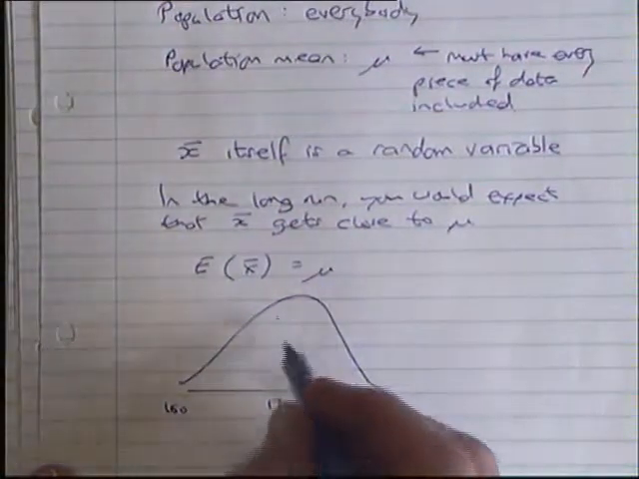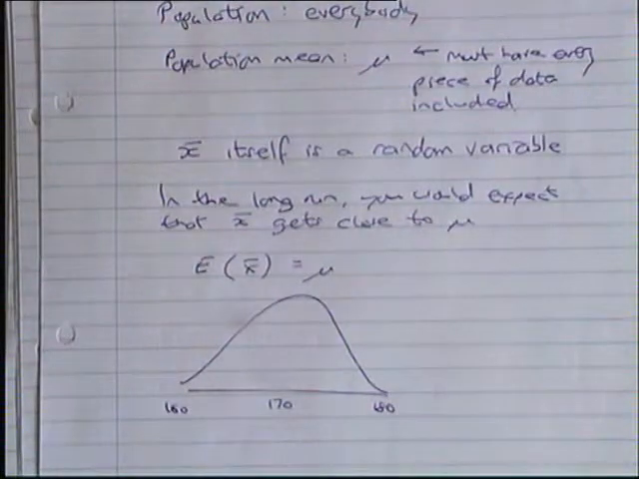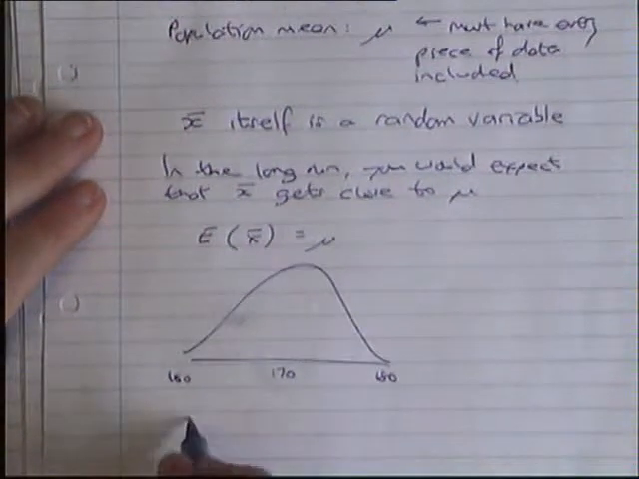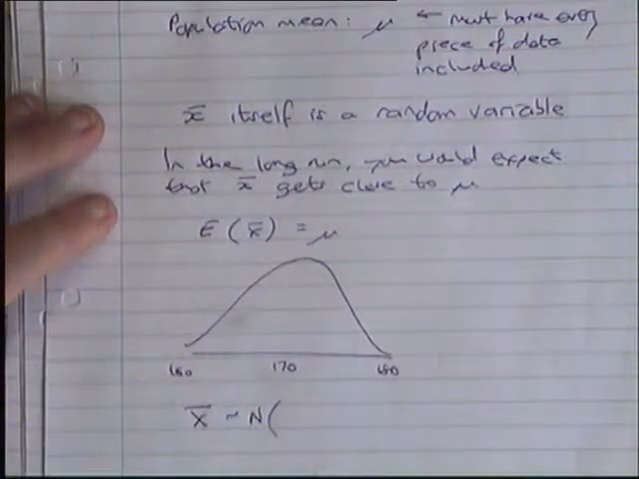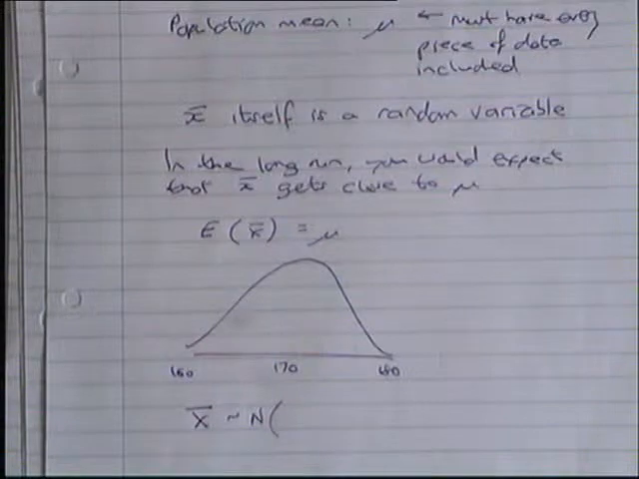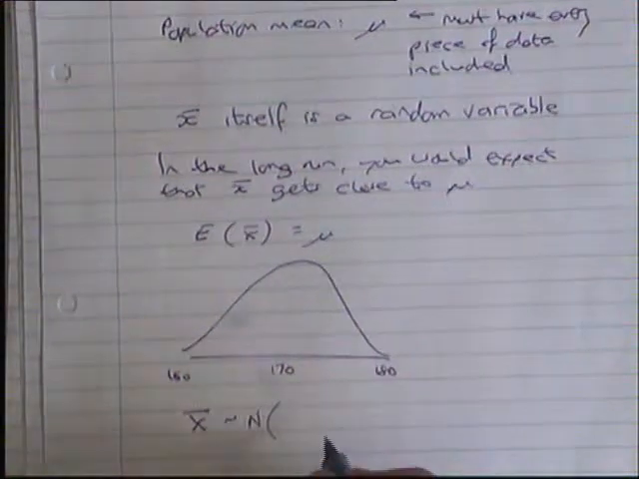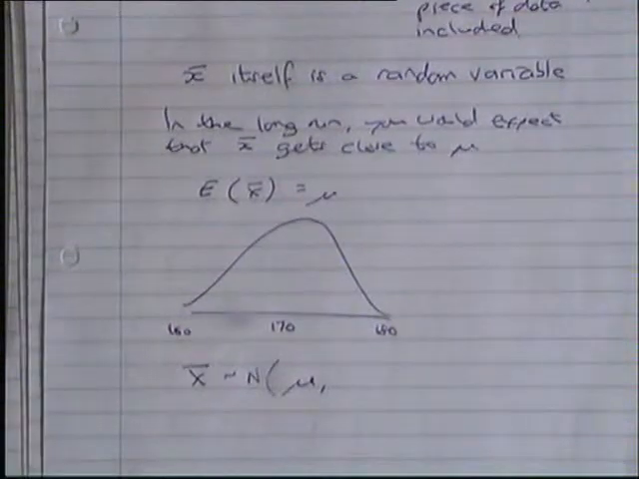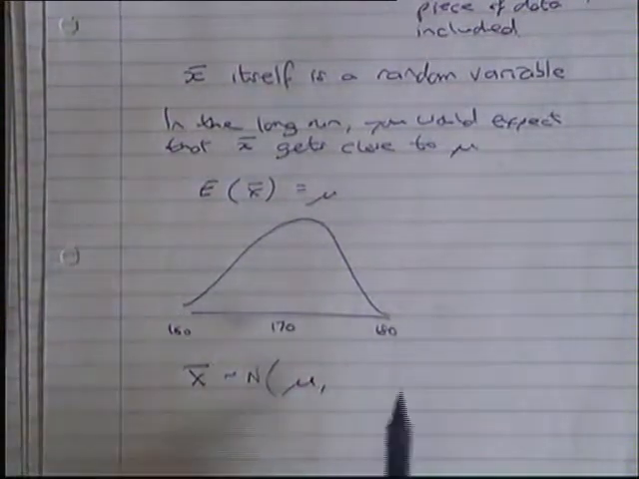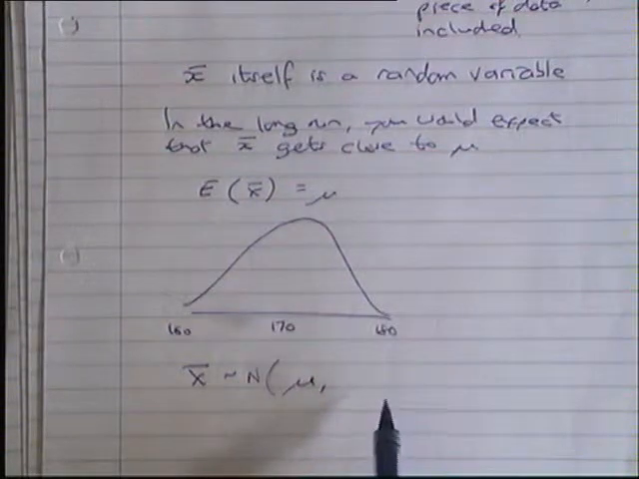You would get far more sample means here than you do out there. And somebody said it's like the normal distribution. It's actually true that x bar itself follows the normal distribution. We said it's a random variable. It follows the normal distribution. We've already said its expected value, in other words, its mean, is mu. We haven't said yet what else goes in this bracket for the normal distribution. What else goes here? The variance. Okay.